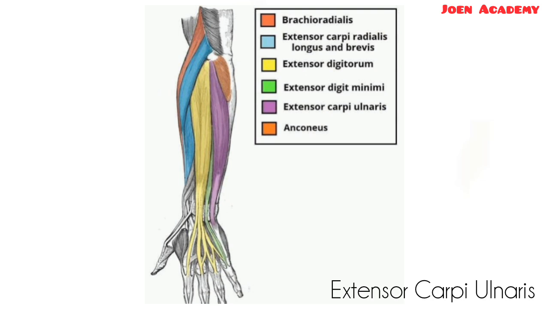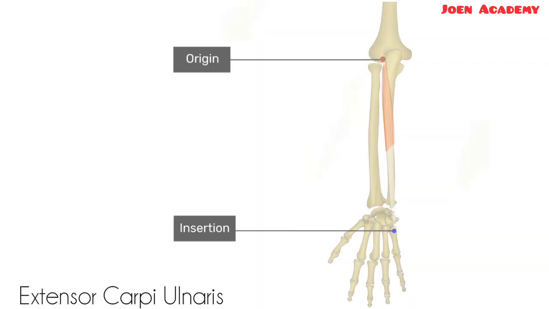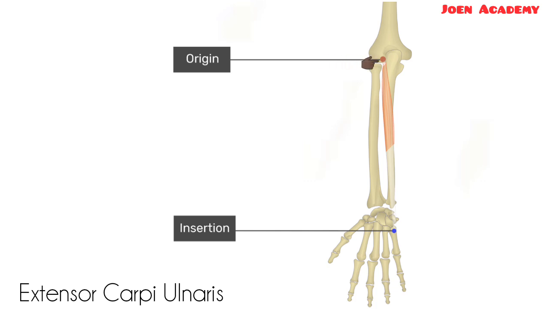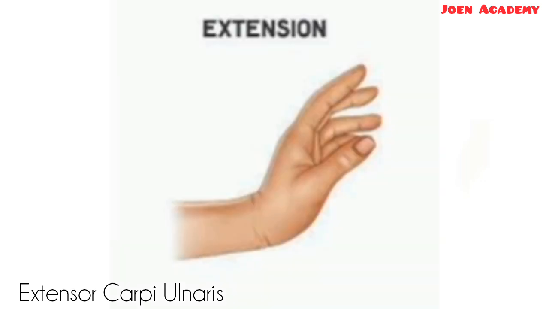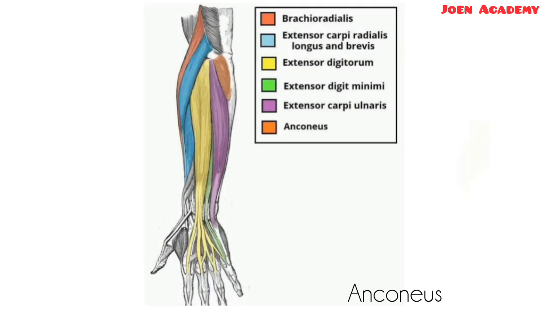The extensor carpi ulnaris is located on the medial aspect of the posterior forearm. Due to its position, it is able to produce adduction as well as extension at the wrist. It originates from the lateral epicondyle of the humerus and attaches to the base of the 5th metacarpal. The action is the extension and adduction of the wrist. This muscle is also innervated by the deep branch of the radial nerve. The anconeus is situated medially and proximally in the extensor compartment of the forearm.